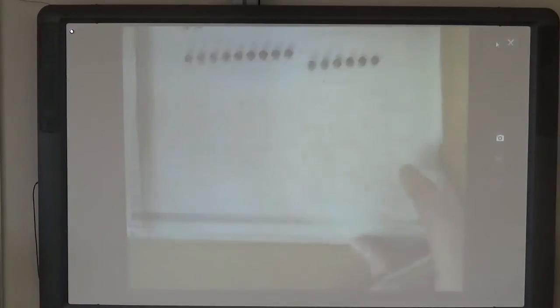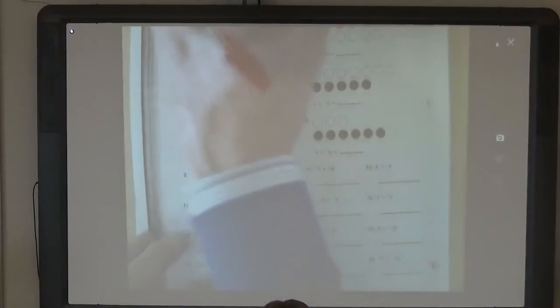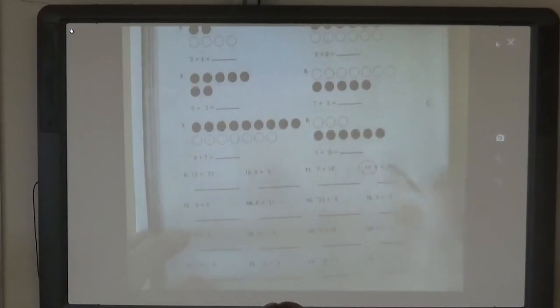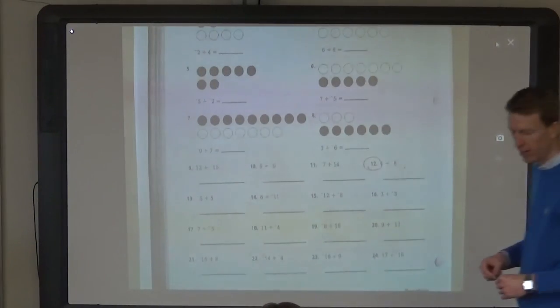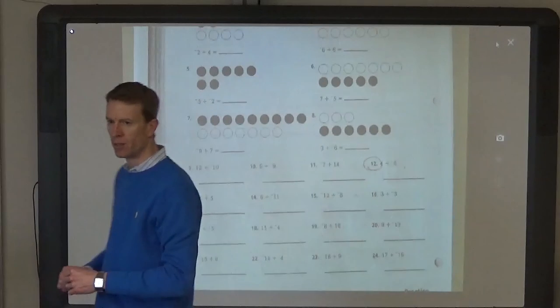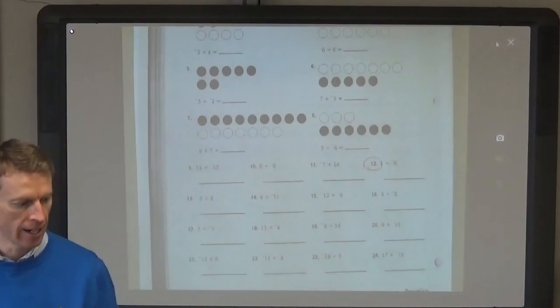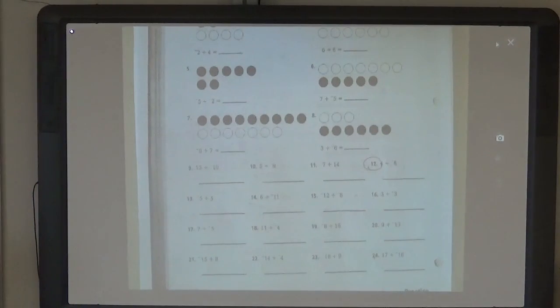And for tomorrow, I want you to do 1 through 12. Alright? If you want to do the whole page, you can, but I'm only requiring you to do 1 through 12 for tomorrow, okay? Do 1 through 12.